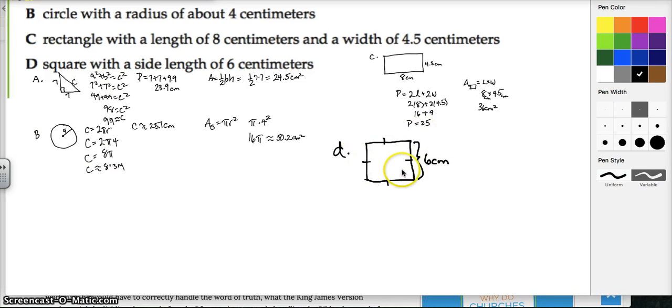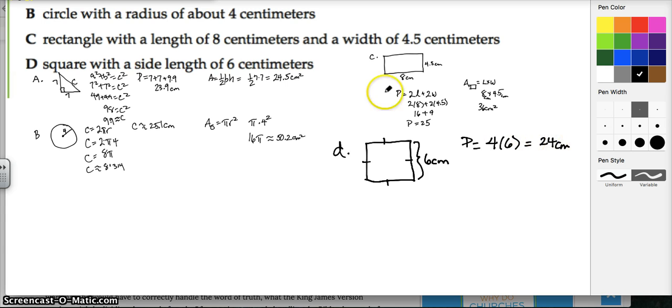So here we've drawn a square where these hatch marks mean that all the sides are equal, and the length of one side is 6 centimeters. And so what we'll do is find the perimeter. To find the perimeter of a square, it's always 4 times s, the length of the side. So 4 times 6 centimeters is going to leave me with 24 centimeters.